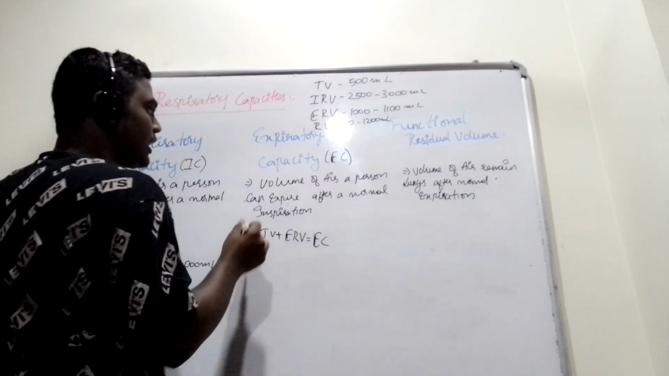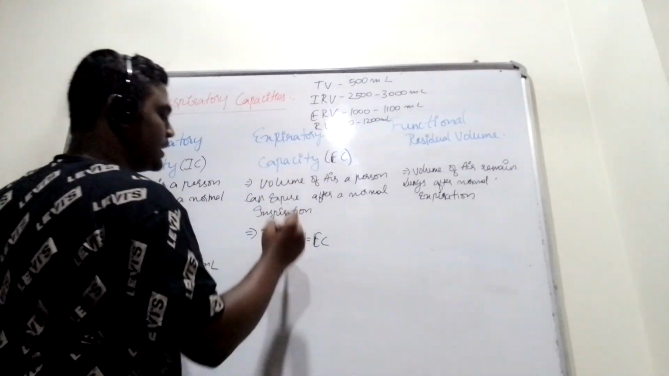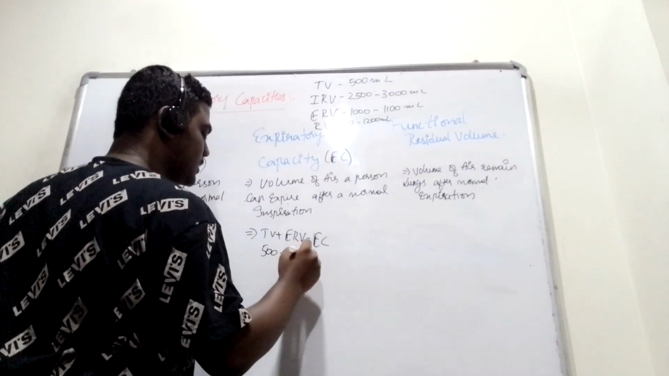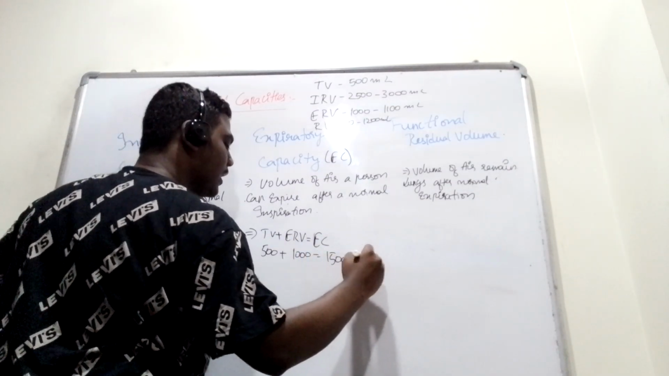What is tidal volume? 500. And what is ERV? That is the lowest value, 1000. 500 plus 1000 is 1500 ml.